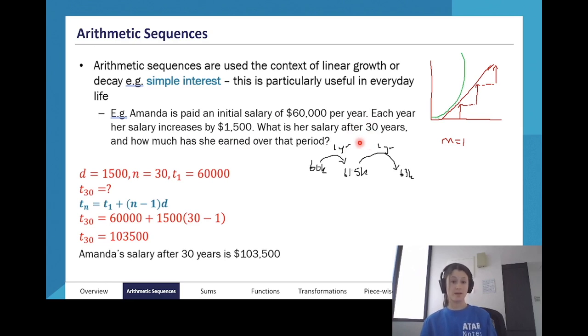One thing to look out for is if your difference and your N have different units. If it had asked for her salary after a certain amount of months or something like that, then we would have needed to convert. So keep a lookout for that. Questions typically try to do little things like that just to trick you up and make sure that you're paying attention to get the full marks. So applying our formula, we're going to get that term 30 is equal to $103,500. So it's a whopping salary.